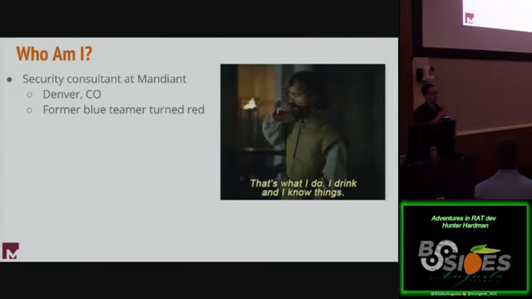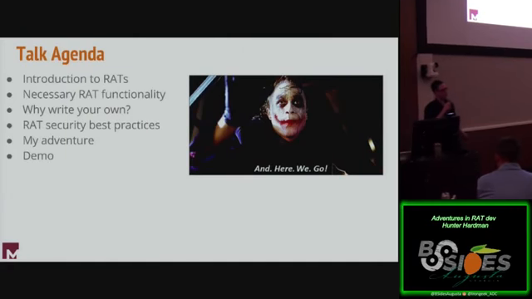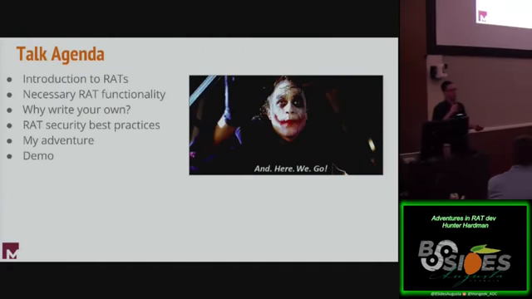So who am I? I'm a security consultant at Mandiant, former Blue Teamer turned Red. I live in Denver, Colorado right now, and like Tyrion Lannister, I like to drink, and I also know a little bit about things. So, talk agenda: I'm going to briefly talk about an introduction to RATs, what is a RAT, then what functionality a RAT should have, as well as why you would want to write your own, then a little bit about security best practices when it comes to writing RATs, and then my adventure, and then lastly a demo.